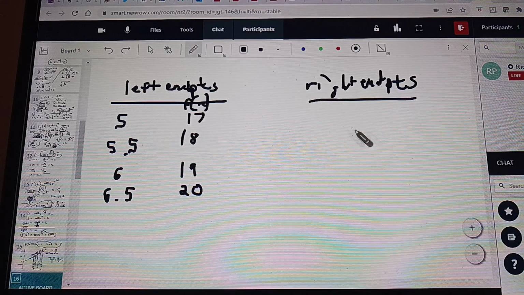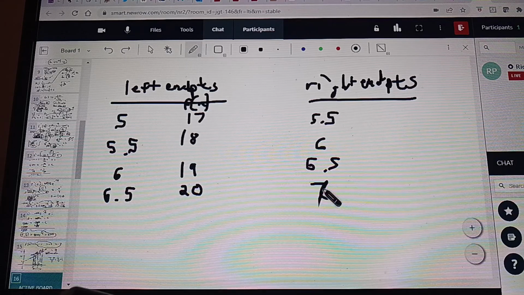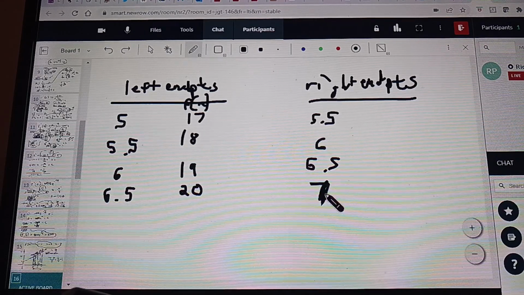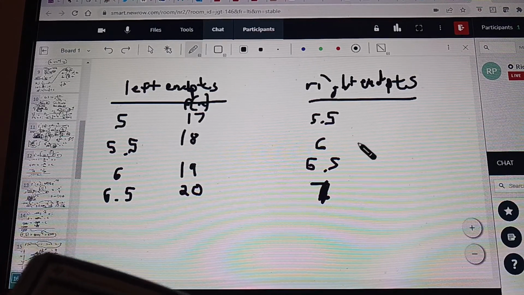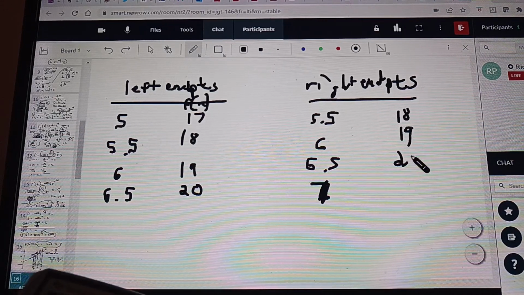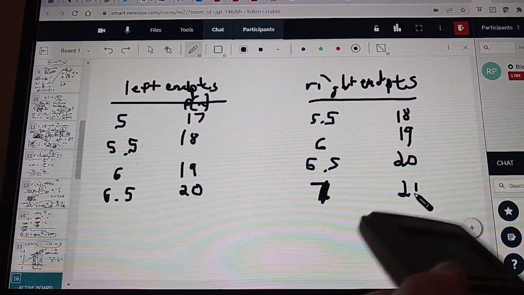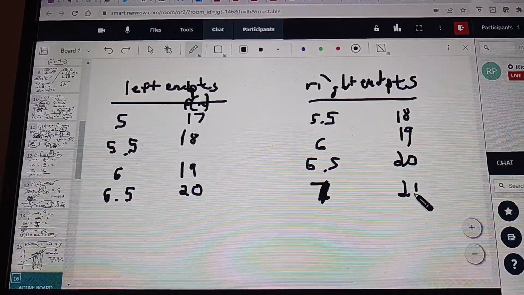Well, the nice thing about the right endpoints is you're going to use all the same values except the first one. We're not going to use 5. We're going to use 7. So you already know the first 3 answers are 18, 19, 20. And then this one's probably going to be 21, because 2 times 7 is 14, plus 7 is 21.